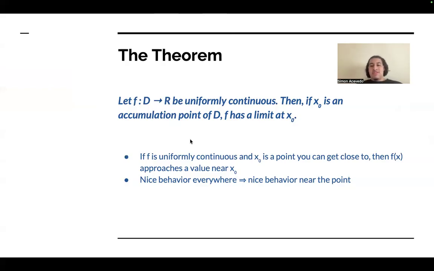Let f be uniformly continuous. Then if x sub naught is an accumulation point of D, f has a limit at x naught. So basically this theorem is saying, to put it in simpler terms, if f is uniformly continuous, and x naught is a point that you can approach, then the function f of x approaches a value near this point, right? The function approaches a value as x approaches this point, okay? Basically, if the function has nice behavior everywhere, it also has nice, continuous behavior at that point.